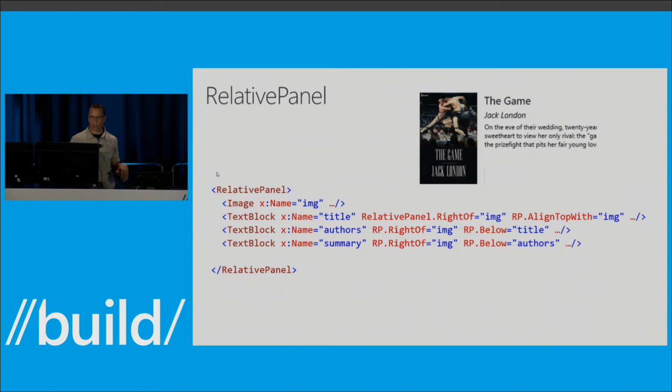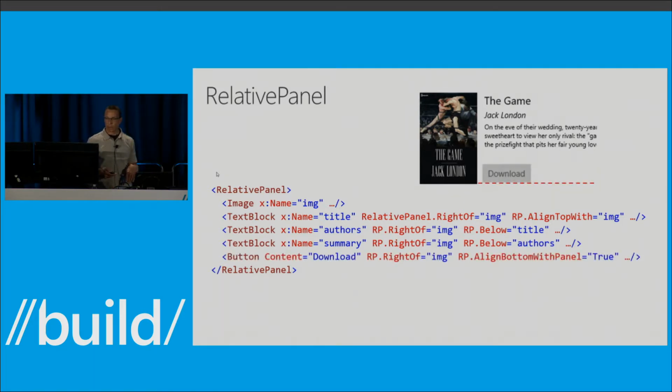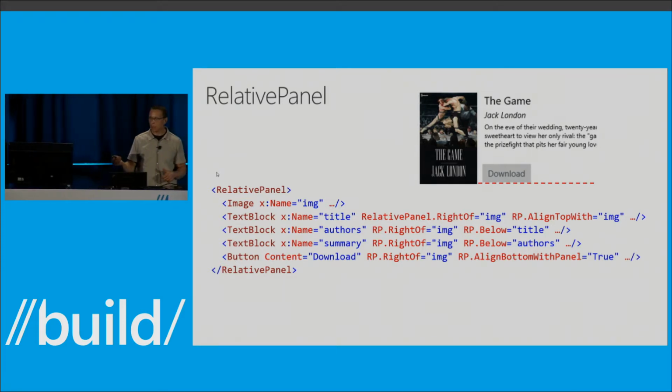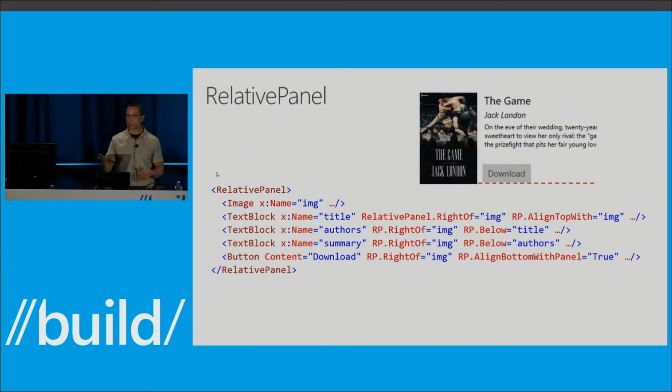Same thing with summary, right of the image, but below the authors. And then the last one, the button, is to the right of the image, but aligned with, I could do it with the bottom of the panel or to the right of the image. So really more complex layout, but easier to do with relative layout panel.